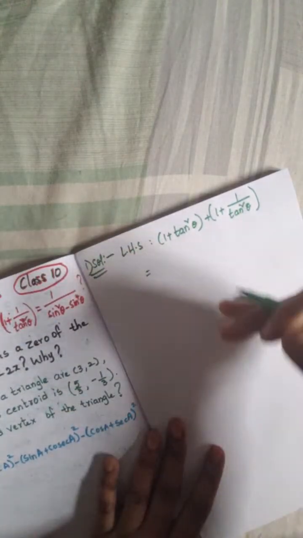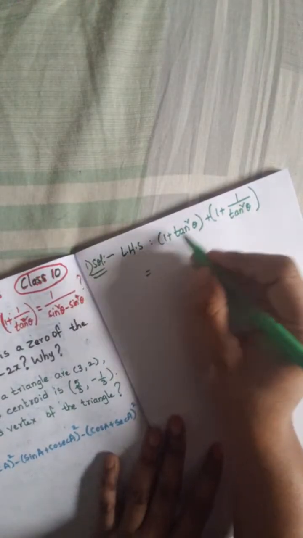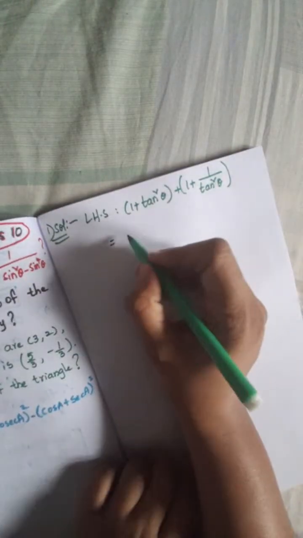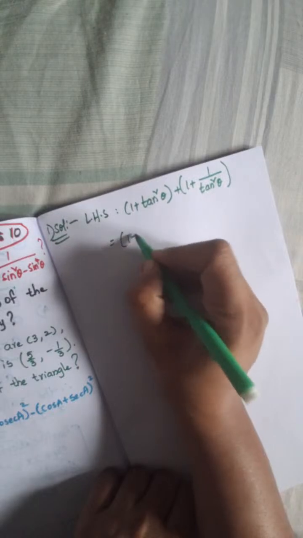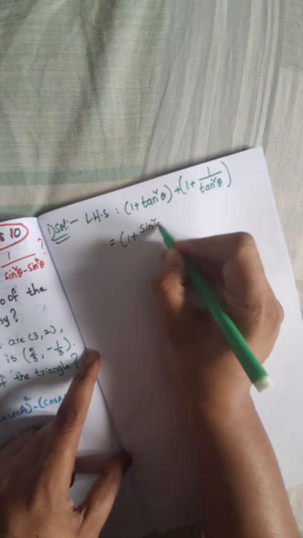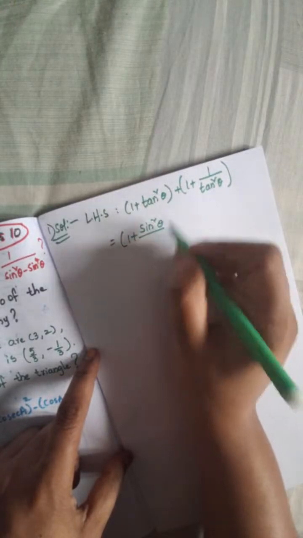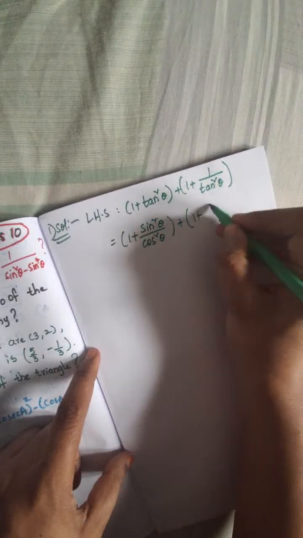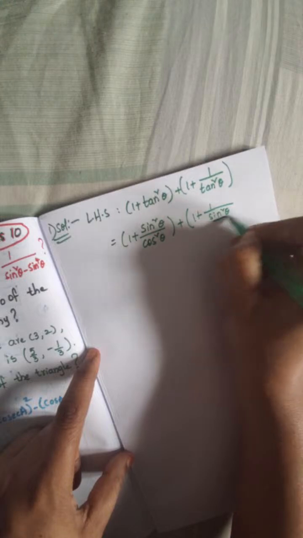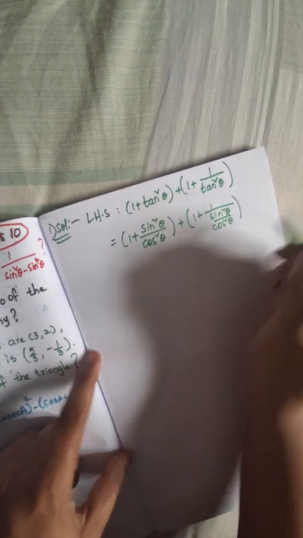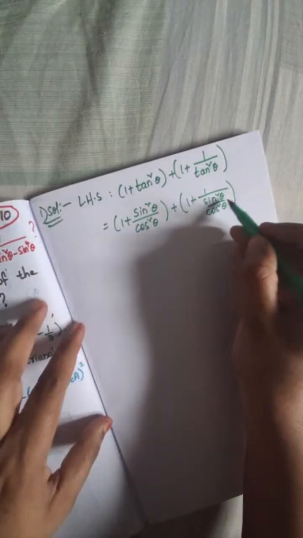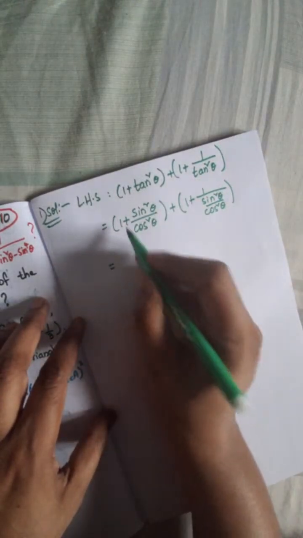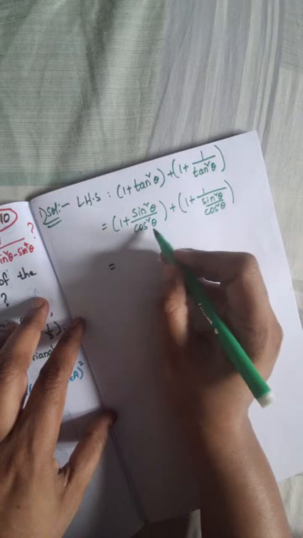Now how to solve this? We have to simplify it first. 1 plus tan square theta, plus 1 plus 1 by tan square theta is given. Now I am writing tan as sin by cos. So 1 plus sin square theta by cos square theta, since tan means sin by cos and tan square is given, plus 1 plus 1 by (sin square theta by cos square theta). Now 1 by (sin square theta by cos square theta), this cos square theta comes to the numerator.